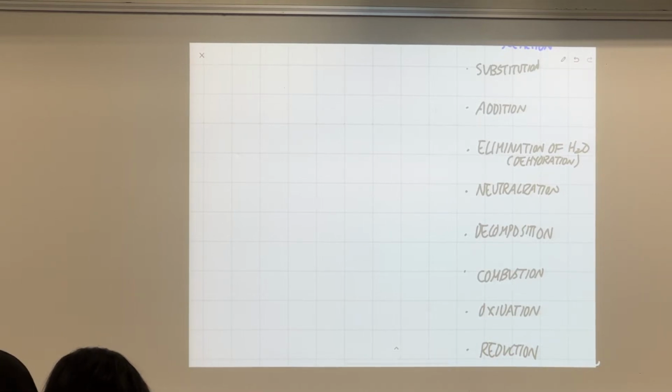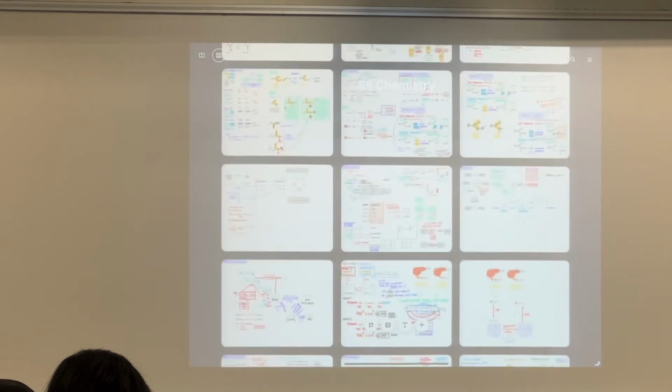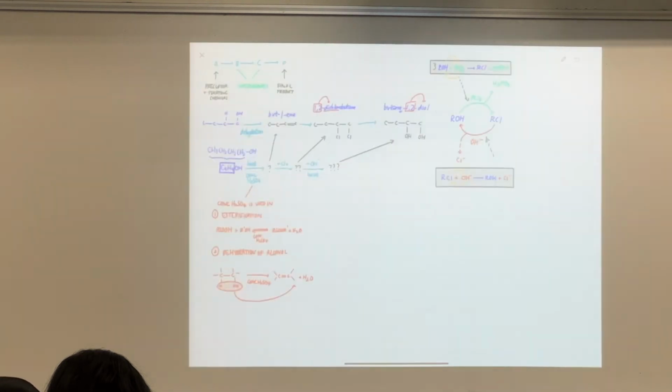Alcohol and, no, it's alcohol and haloalkane. If we want to substitute the OH group in alcohol with a halogen, what do we use? I still remember that page. I drew something that looks like PX3 or PCl3. Let me show you where that page is here.